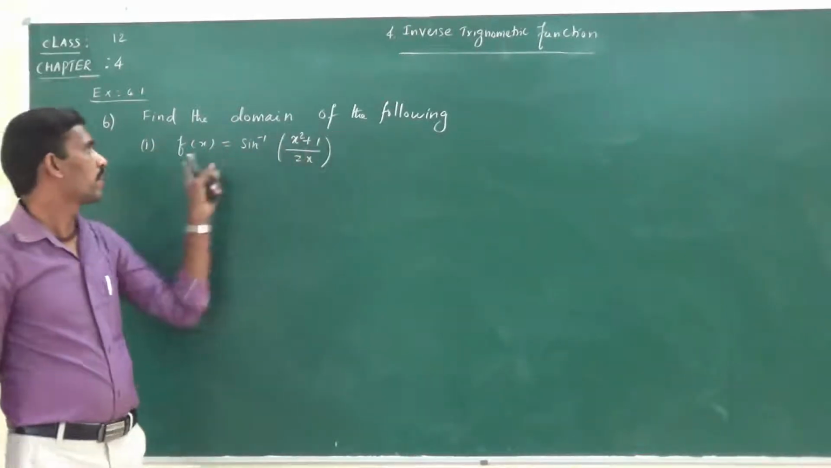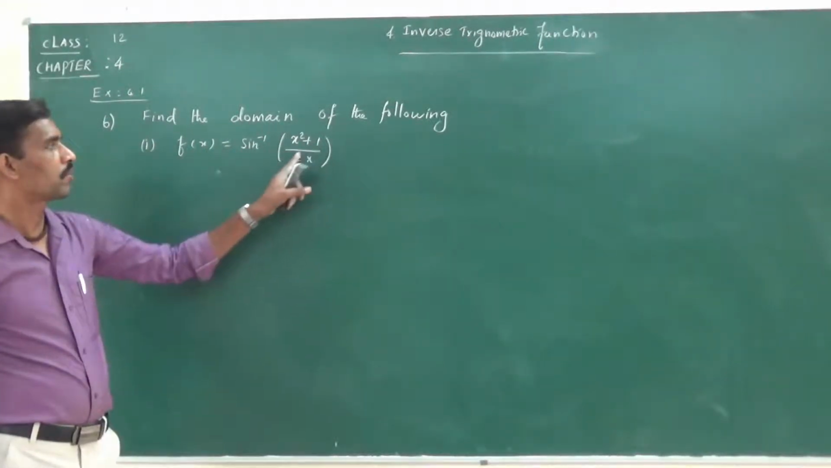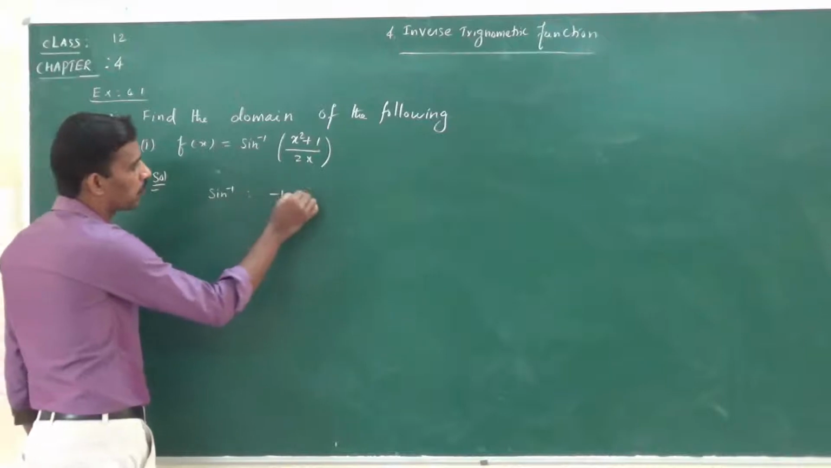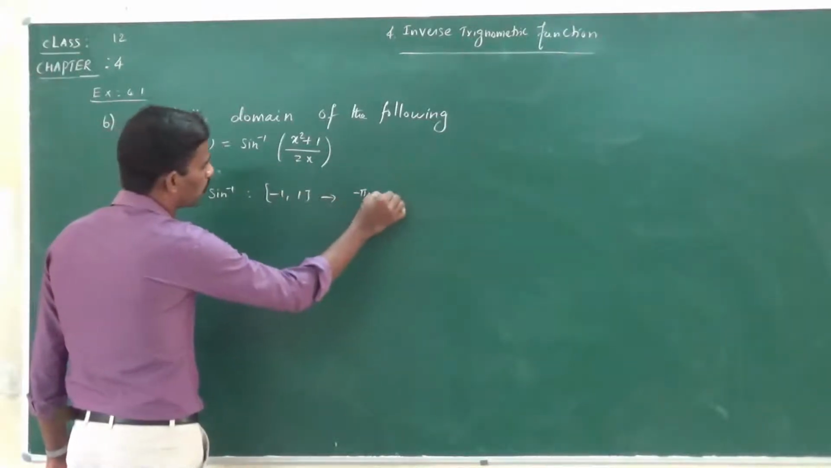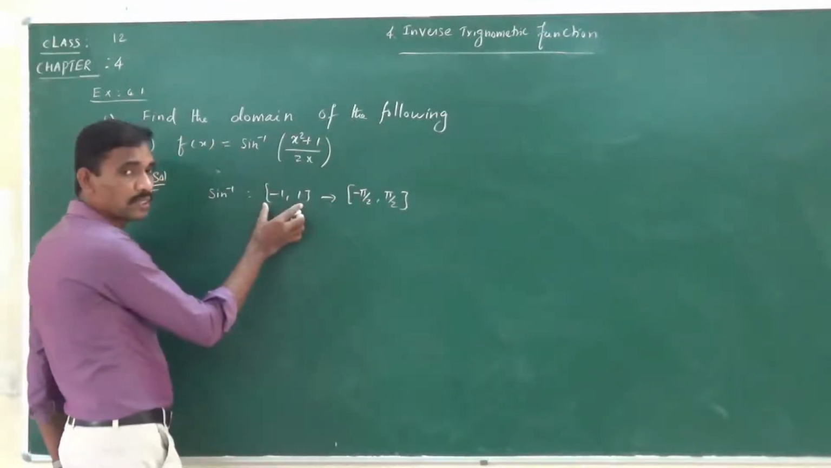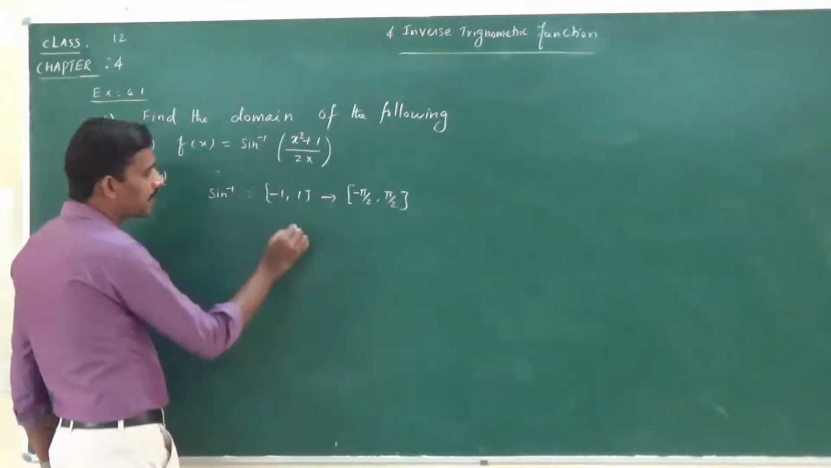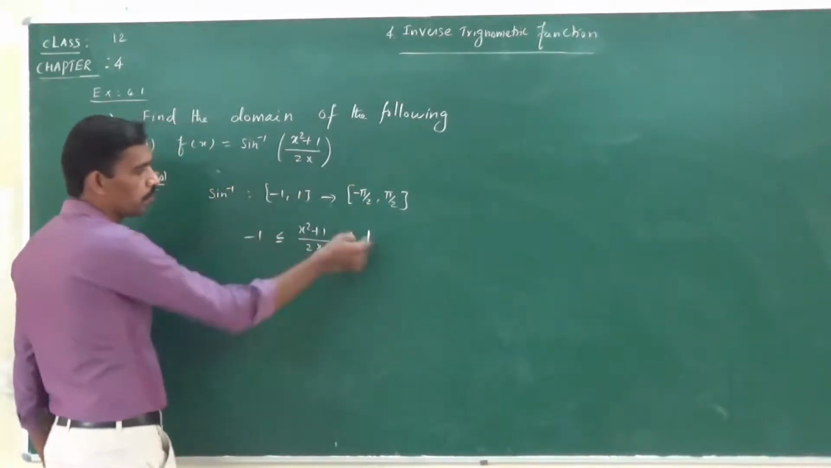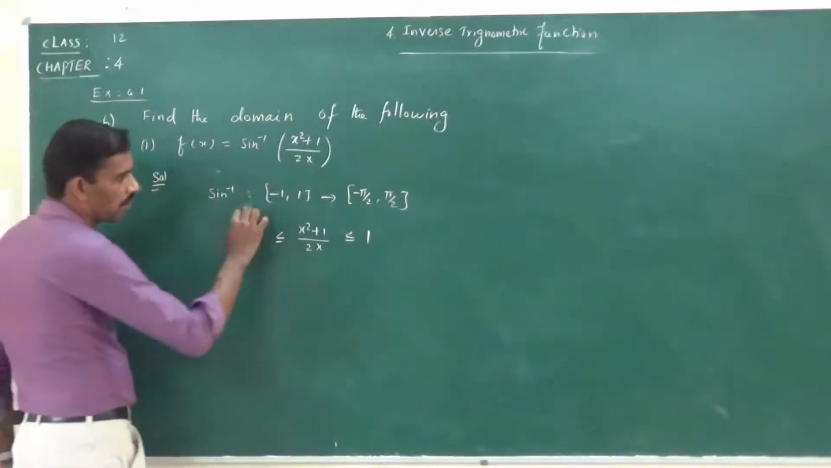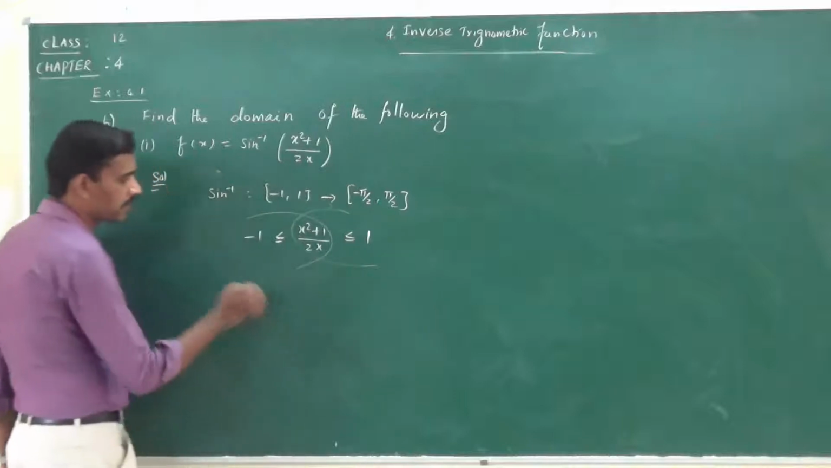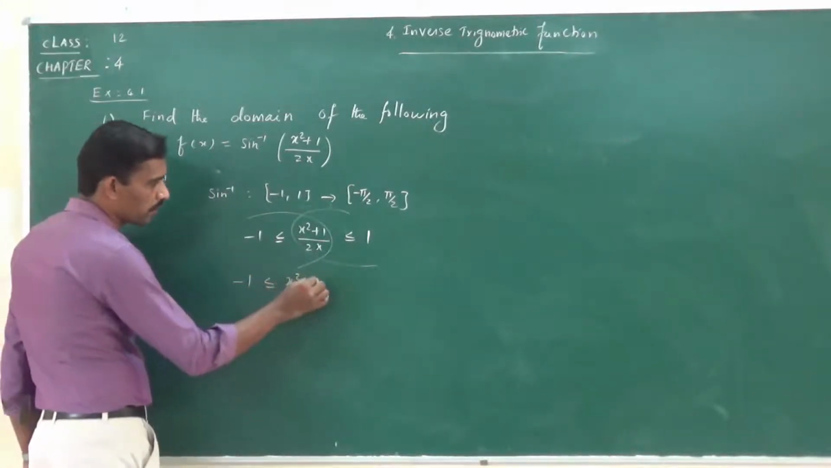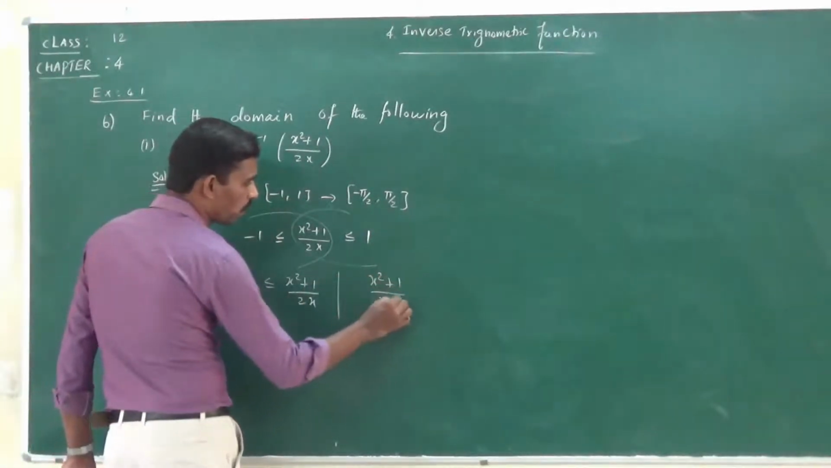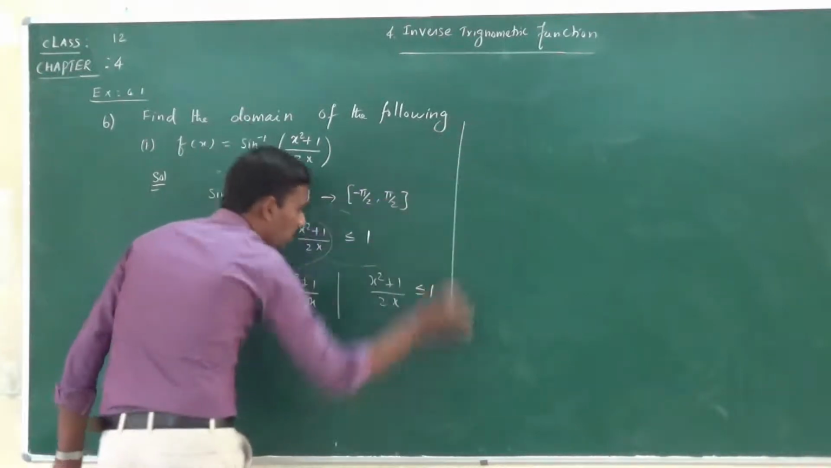Find the domain of the following: f of x is equal to sin inverse of x squared plus 1 divided by 2x. So, solution. We know the sin inverse function goes from minus 1 to 1 to minus pi by 2 to plus pi by 2. This is a function; we know very well this is the domain and this is the codomain. So x squared plus 1 divided by 2x lies from minus 1 to plus 1. Now take this one as the left side and this one as the right side, separately. So minus 1 is less than or equal to x squared plus 1 divided by 2x is one part. Another one is x squared plus 1 divided by 2x is less than or equal to 1.